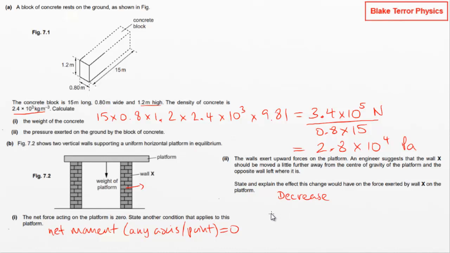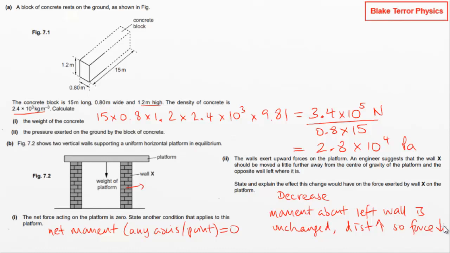So we could say that the moment about the other wall, about the left wall, is the same, is unchanged because it's still in equilibrium. So the moment about left wall is unchanged. We've got the distance is up, so force must be down if we're going to keep the moment the same. So yeah, nice little question. That's quite a simple one, really.